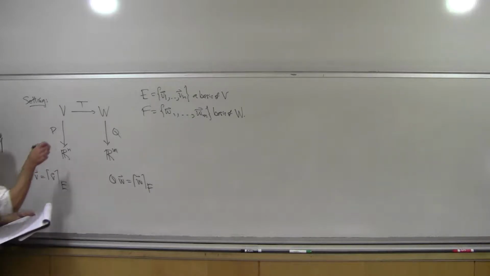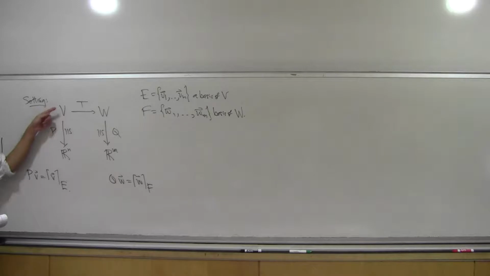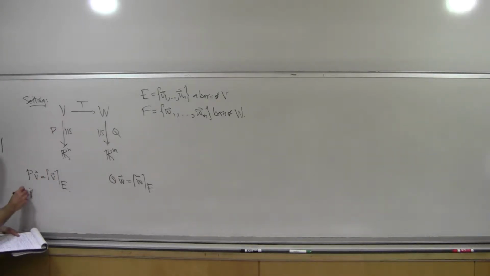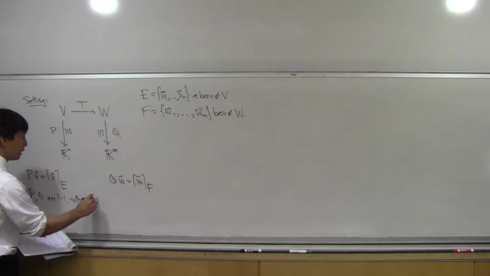And remember what I said, these guys are isomorphisms. These guys are actually invertible maps, right? Because they're one-to-one and onto. P and Q are one-to-one and onto, so they are isomorphisms.